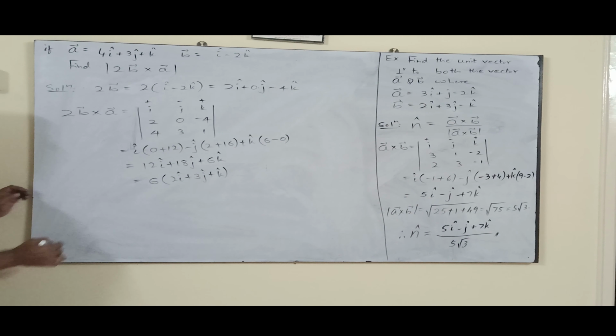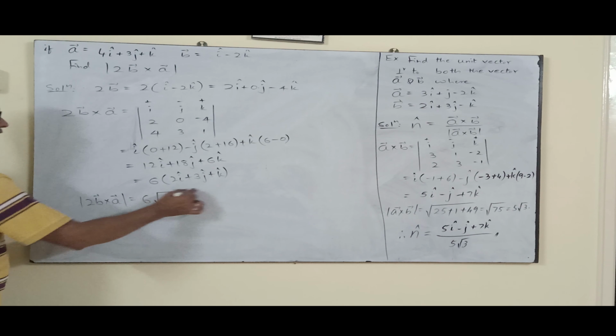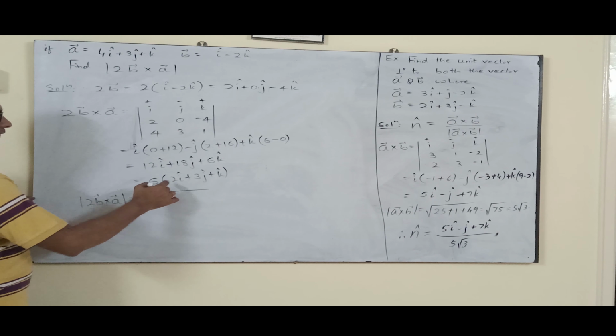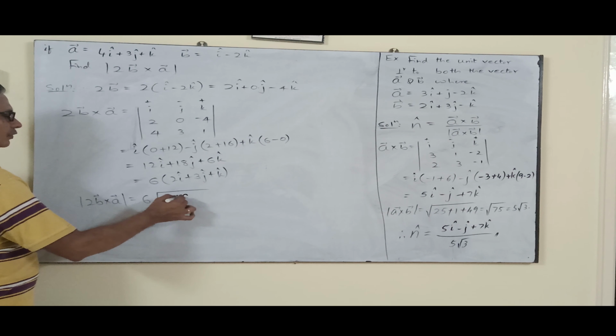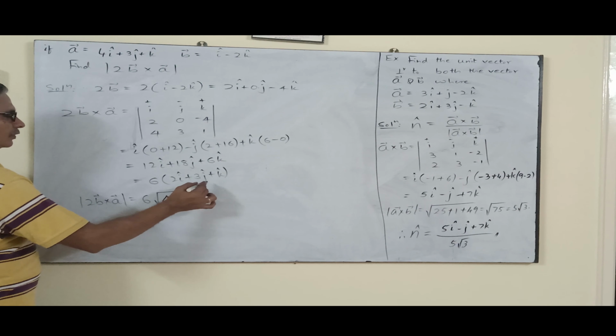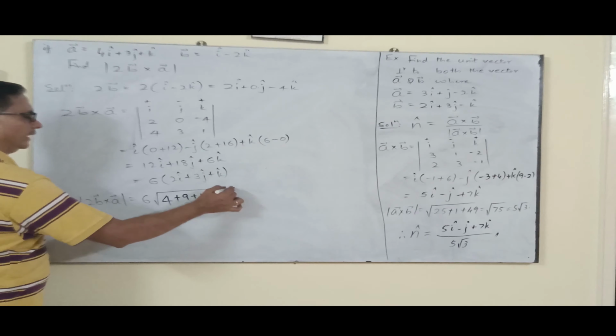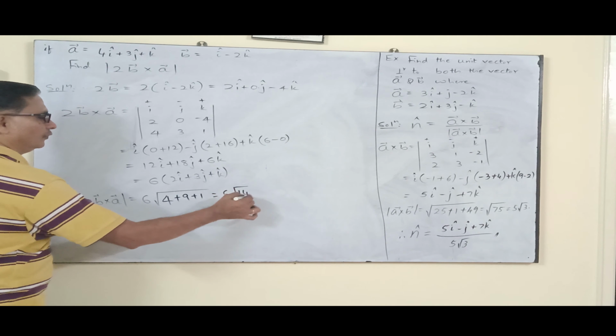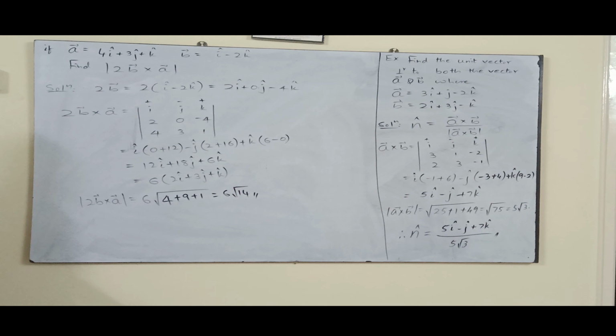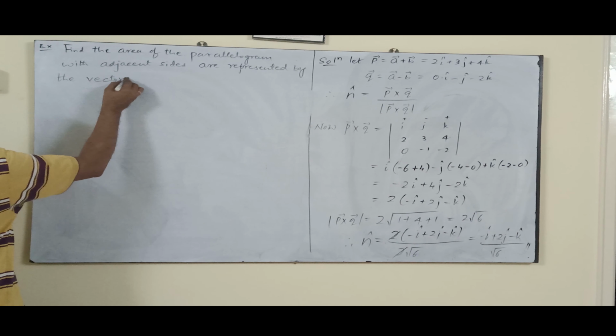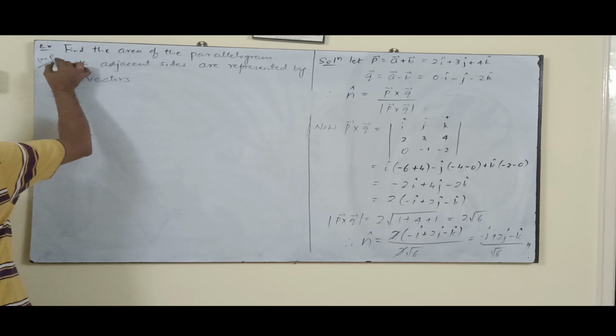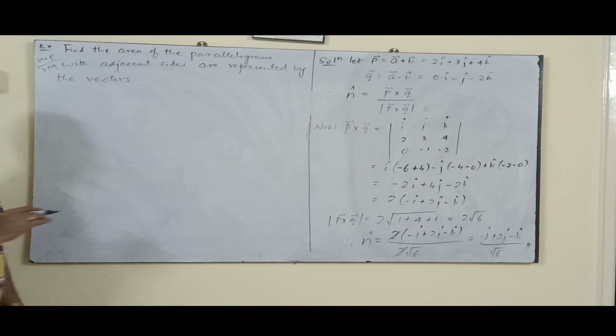This is 2B cross A. Then to find its magnitude, that equals 6 into the square root of the coefficient of i, 2 squared, 4, the coefficient of j, 3 squared, 9, and the coefficient of k, 1 squared, 1. That is 6 root 14. This is a 2 mark question. Most important, it will be asked in the final exam.